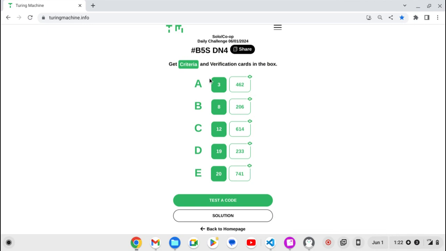So the 5 criteria cards that we're using in today's puzzle are 3, 8, 12, 19, and 20, and we're using the green verification cards. The code above is your way to look up today's puzzle on turingmachine.info. Let's go solve.